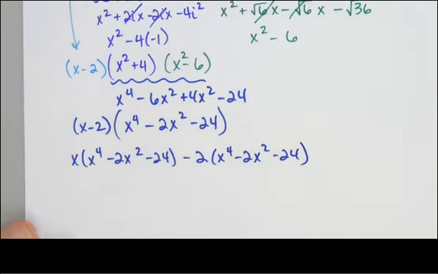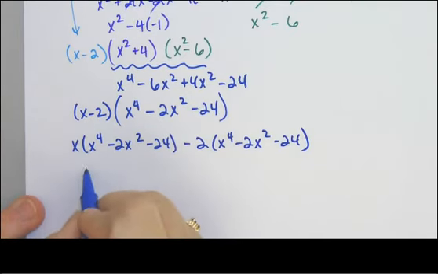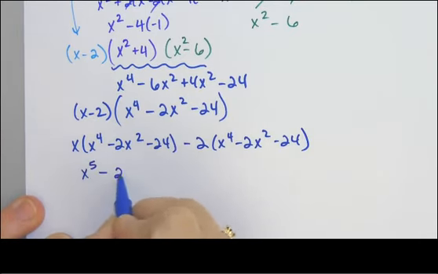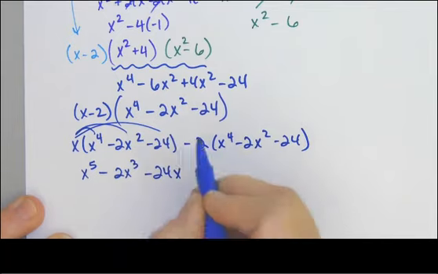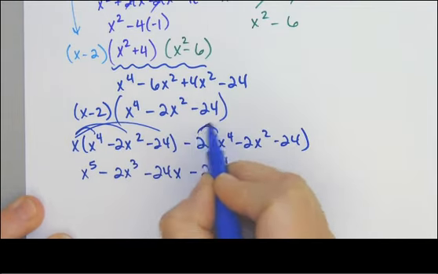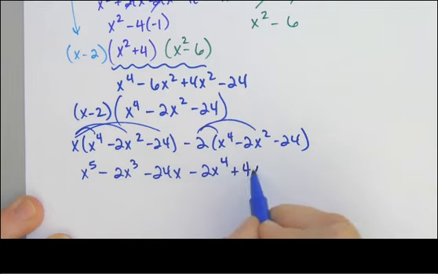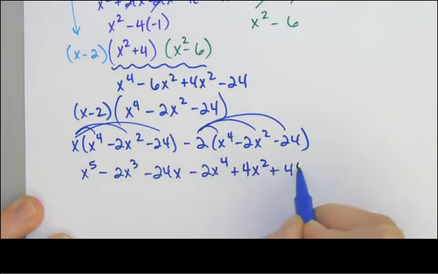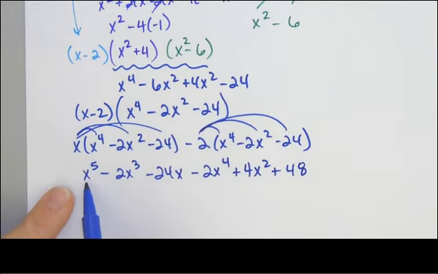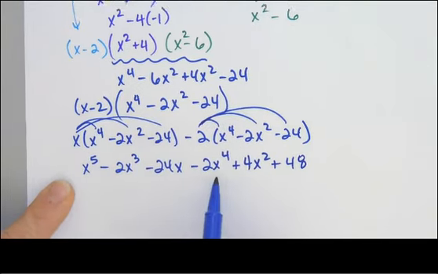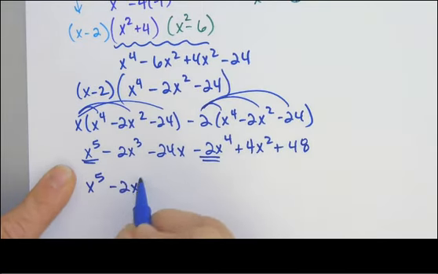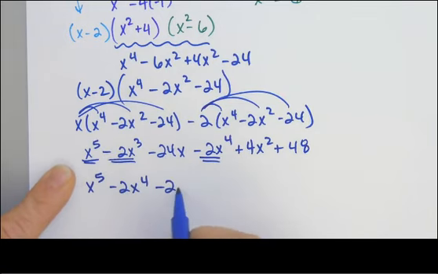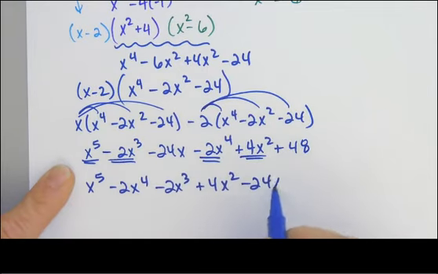So I just need to distribute this and combine like terms. So x times x to the 4th is x to the 5th minus 2x cubed. I'm just distributing here. Minus 24x minus 2x to the 4th. Negative times negative is positive 4x squared plus 48. Check to see if it's in order. I've got my x to the 5th first, but then I need my x to the 4th next. So I've got x to the 5th, and then I've got my minus 2x to the 4th, then I've got to do minus 2x cubed plus 4x squared minus 24x, and finally plus 48.